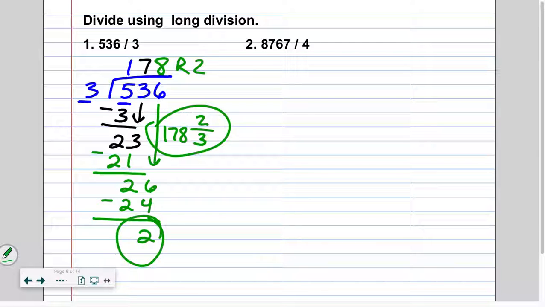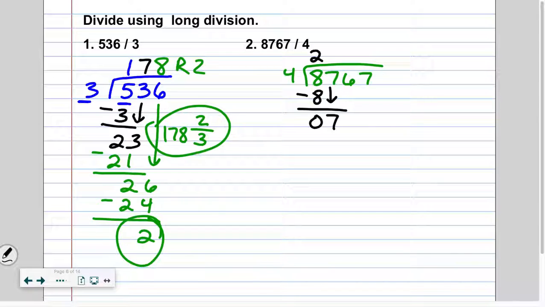Next one, if you want to pause and try that one, you can. Otherwise, I'm going to go ahead and do it. 8,767 divided by 4. Let's just make sure we understand the process here. 4 goes into 8, 2. 2 times 4 was 8. We get 0 if we subtract. Bring down the 7. 4 goes into 7 once. 4 times 1 is 4. Subtract, we get 3. Bring down the 6. We get 36. 4 goes into 36. 9 times 4 is 36. We subtract, we get 0.